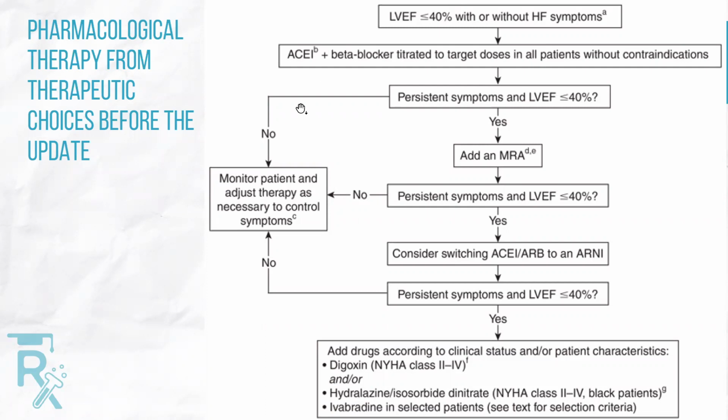Anyway, I gave the patient an ACE inhibitor and a beta blocker, and then I titrated up, but still the symptoms are there, and the left ventricular ejection fraction is still 40 or less. Now I will add the MRA. Okay. Can anyone help me with what MRA means, and give an example for that?